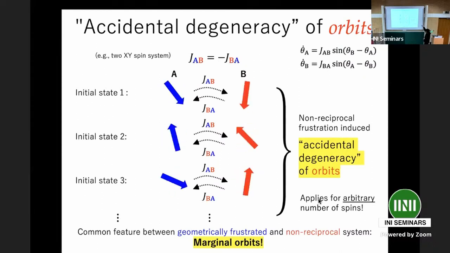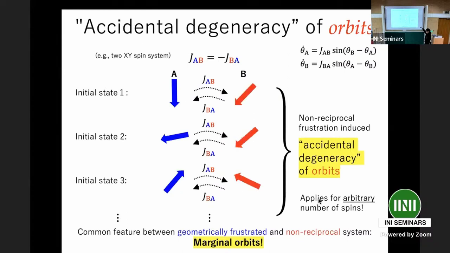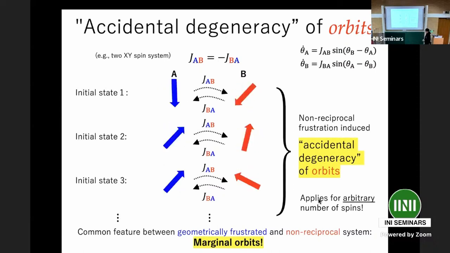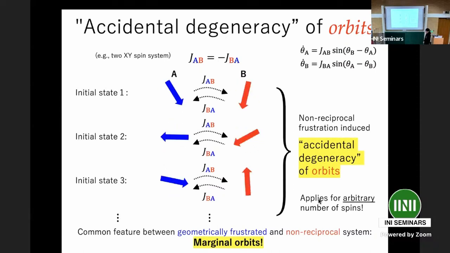Because if you put theta B equal to theta A, then theta A dot is zero and theta B dot is zero. So the speed is initial state dependent. The order of magnitude is given by J_AB and J_BA. Did that answer your question?